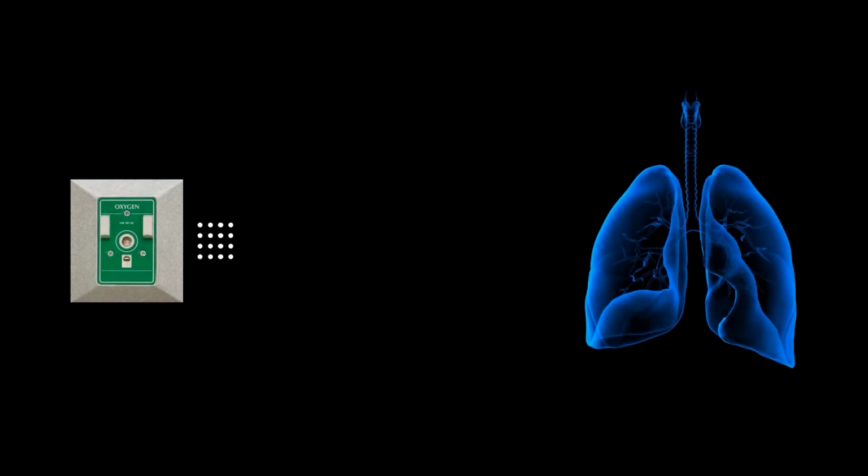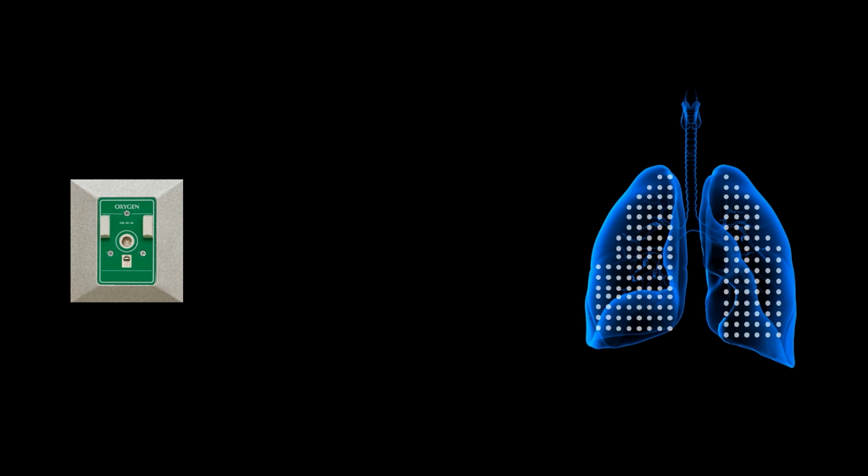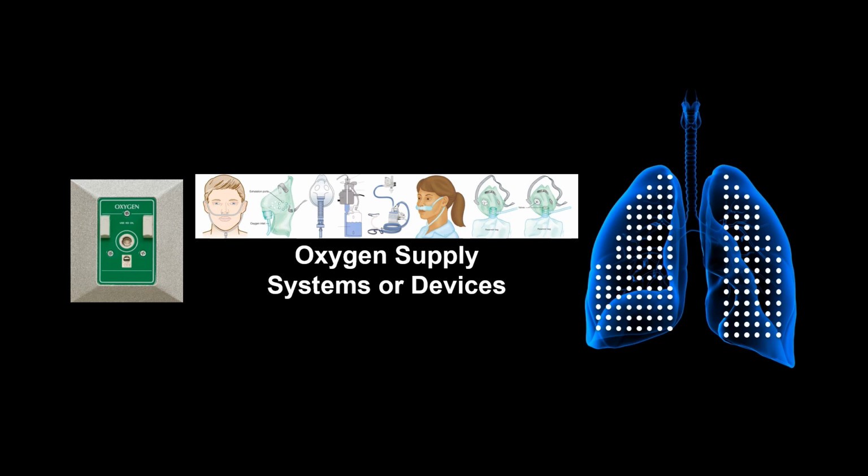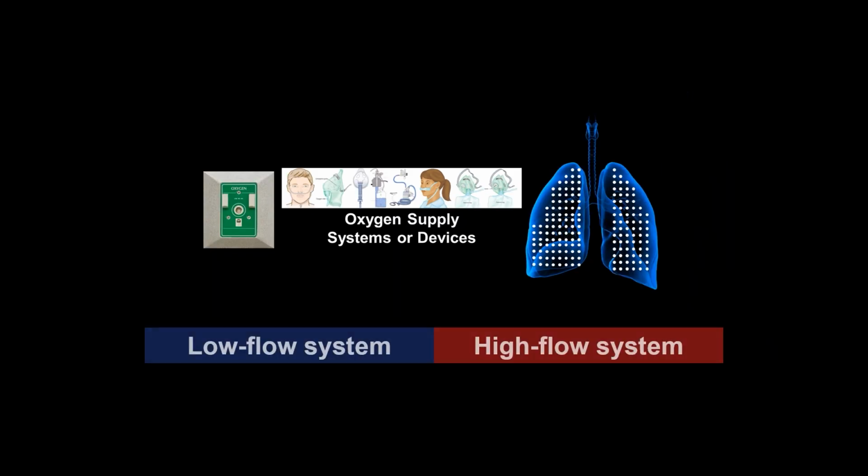For supplemental oxygen therapy to be effective, it needs to be delivered through the airway from the oxygen source to the lungs. In this process, oxygen supply systems or devices play crucial roles, and a proper understanding of these is essential to perform supplemental oxygen therapy effectively. The oxygen supply system can be divided into low-flow systems and high-flow systems.